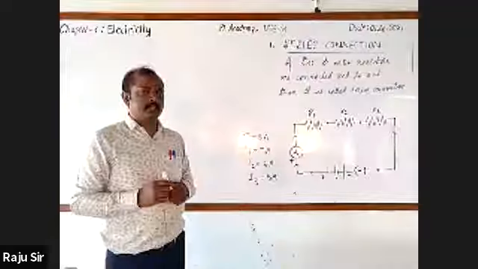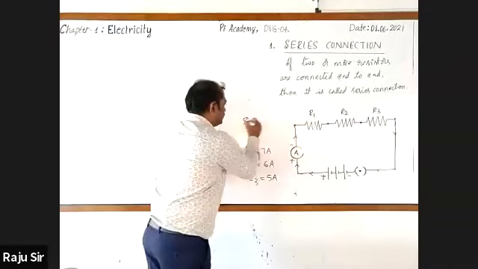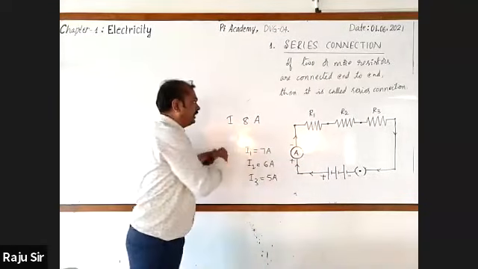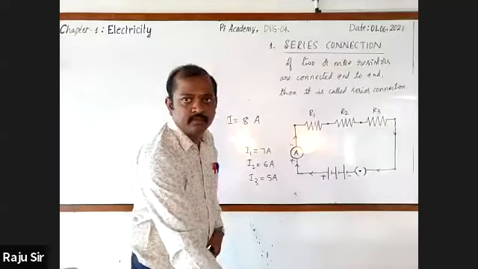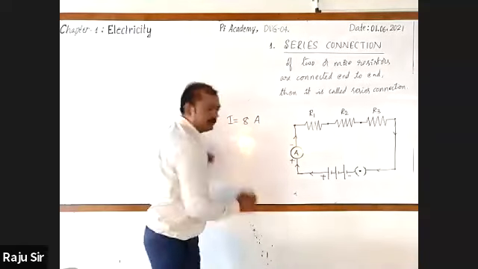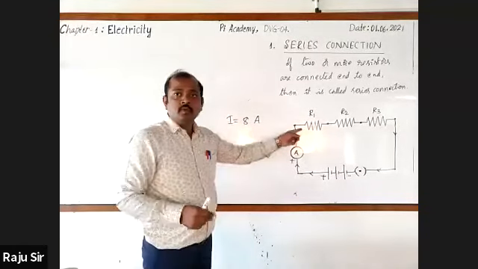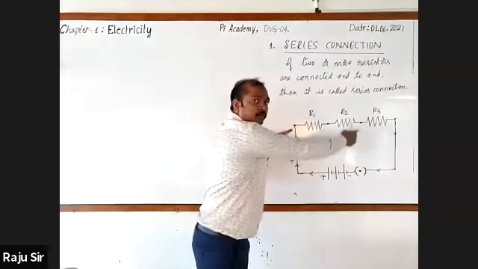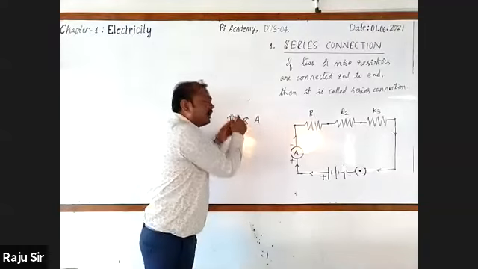Another interesting thing is, look here, before connecting all the 3 resistors, the current was 8 amps. After connecting them, the current gets changed, right? When all the 3 resistors are connected, some amount of current flows in the circuit. Is that current more than 8 amps or less than 8 amps? Less than 8 amps.